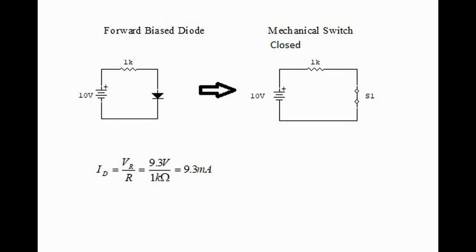That means that in order to calculate the current, we can say that we have 9.3 volts left over for the resistor, and therefore the current through the diode and through the resistor is 9.3 volts divided by 1 kilo ohm, 9.3 milliamps as shown in the drawing. Because the diode drops only 0.7 volts, we say that it is functioning very much like a mechanical switch, because a mechanical switch, if it were closed, would conduct current but would drop very little voltage, just like the diode.